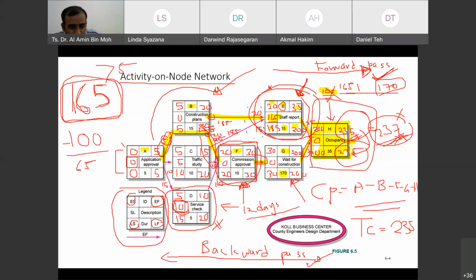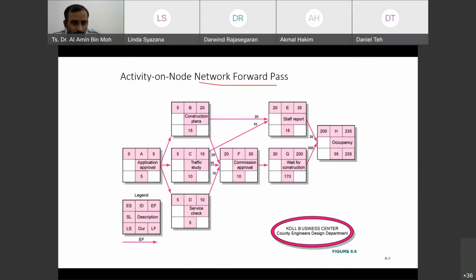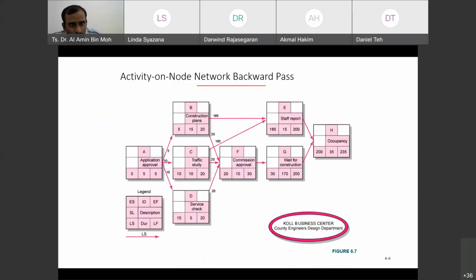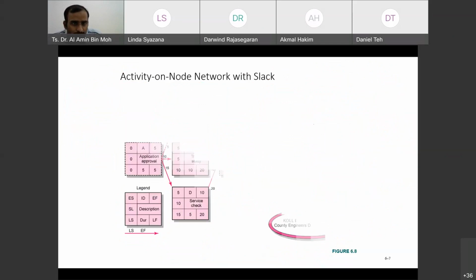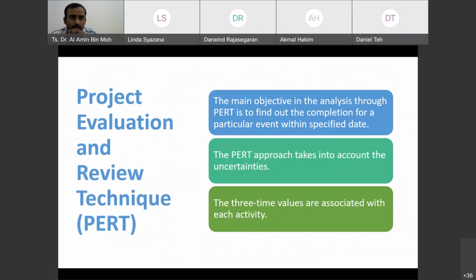This has been explained well in the previous video, and I have recapped it. So I'm done. This is what you should know and understand. Basically, they are explaining forward pass and backward pass. I have explained all of this, and then the network with slack, right? So slack is here. We are done on this. Now we are going to see the PERT. Are you ready?